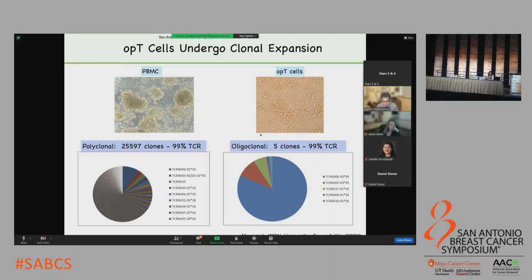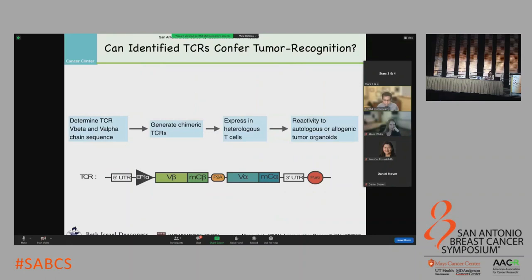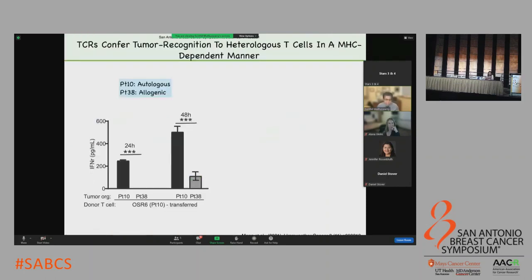Now, the real power of these TCRs can only be seen if you know that these TCRs are transferable for killing abilities. So the way we decided was we identified both the variable V alpha and V beta chains, and made a chimeric TCR using mouse constant regions expressed in heterologous T cells, and asked, can these heterologous T cells see and kill tumor organoids? And the results were quite beautiful.